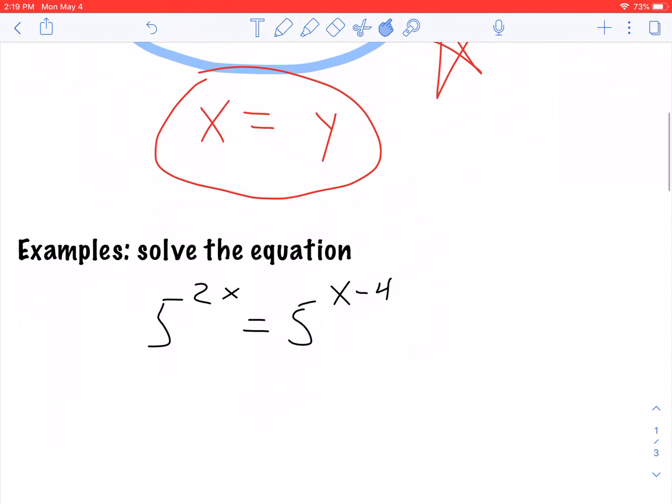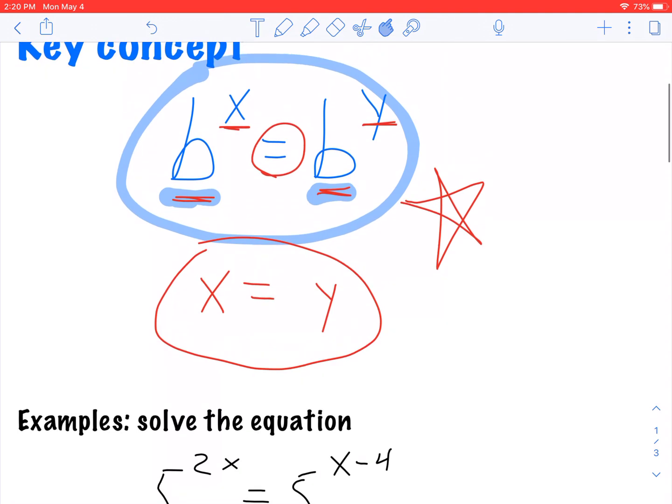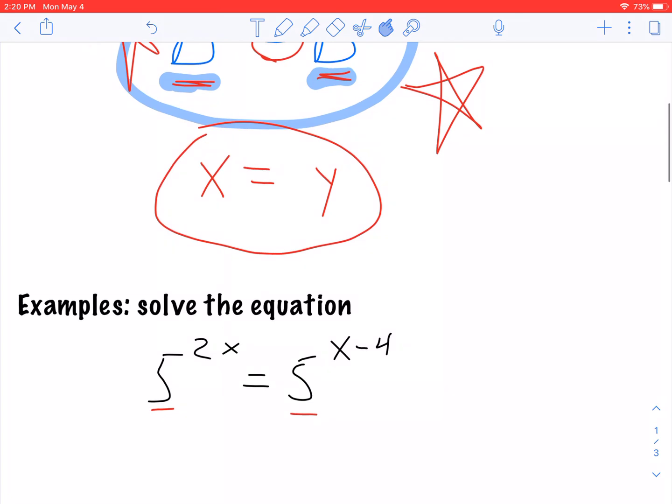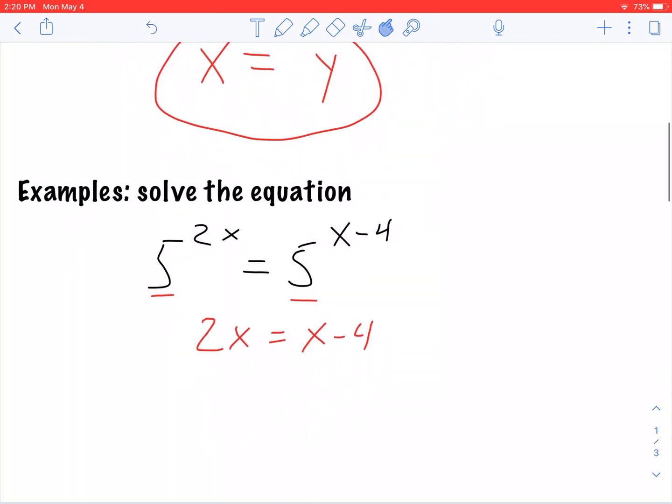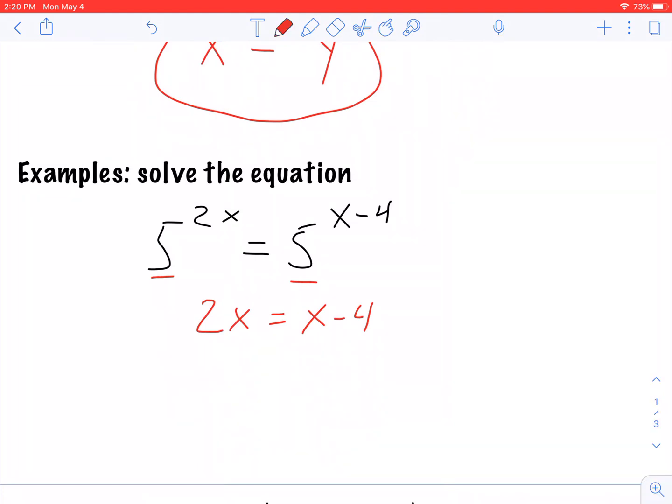The first scenario is the best scenario in that we already have our common bases established for us. Just like in our previous statement up here, where the bases are already established, we can say, hey, our bases are the same, so therefore this means 2x equals x minus 4. Now obviously we're not done. We solve this linear equation by subtracting x from both sides, and that gives us x equals negative 4. And there's our final answer.